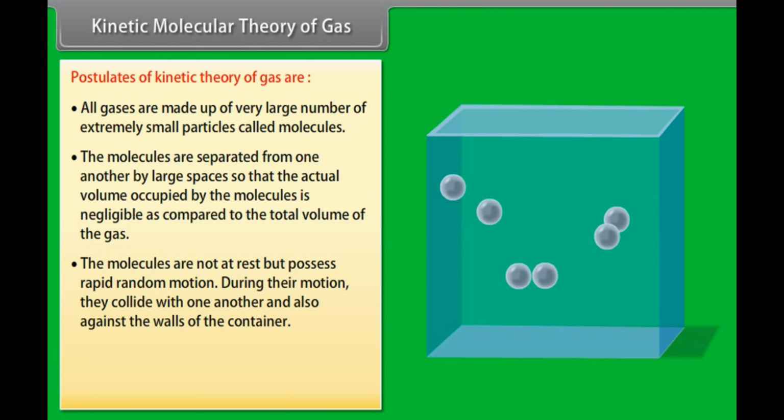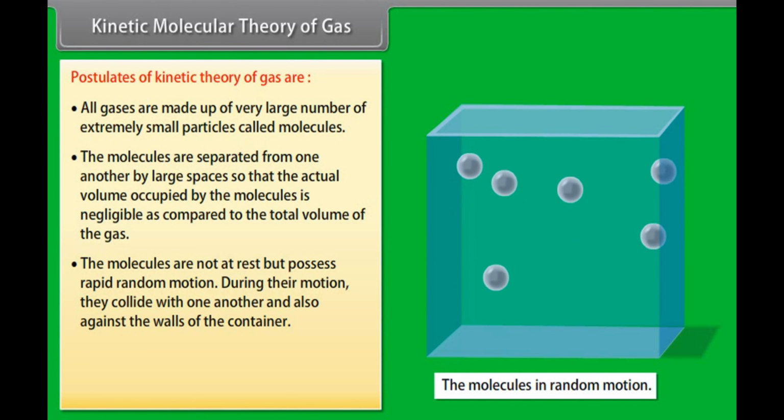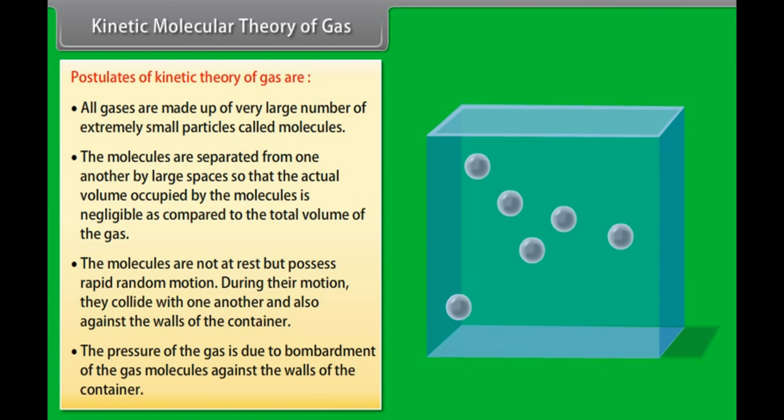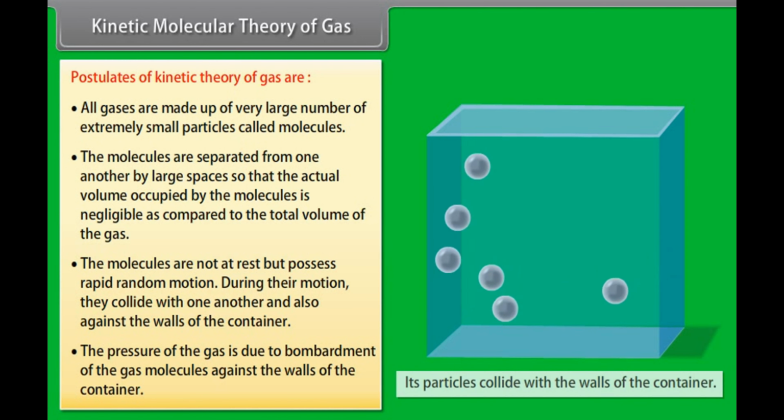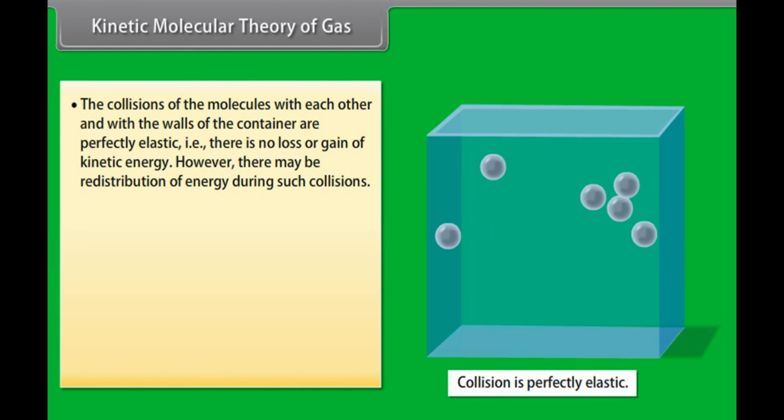The molecules are not at rest but possess rapid random motion. During this motion, they collide with one another and also against the walls of the container. The pressure of the gas is due to the bombardment of the gas molecules against the wall of the container. The collisions of the molecules with each other and with the walls of the container are perfectly elastic.